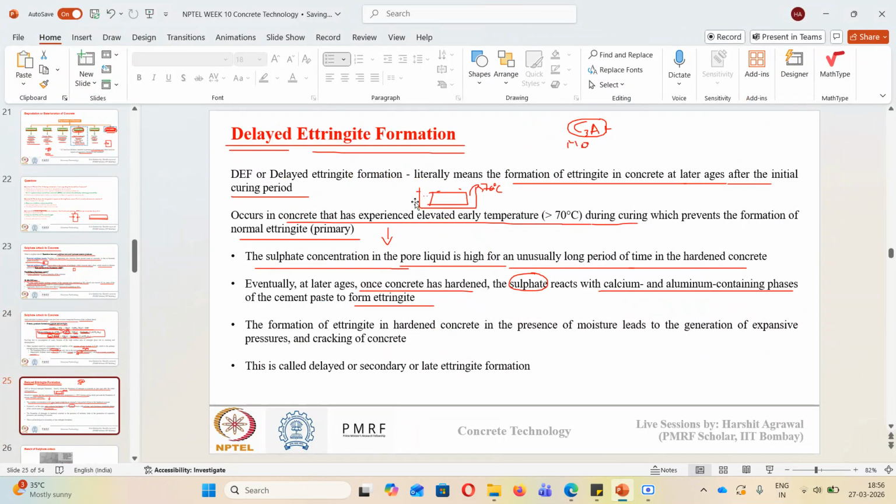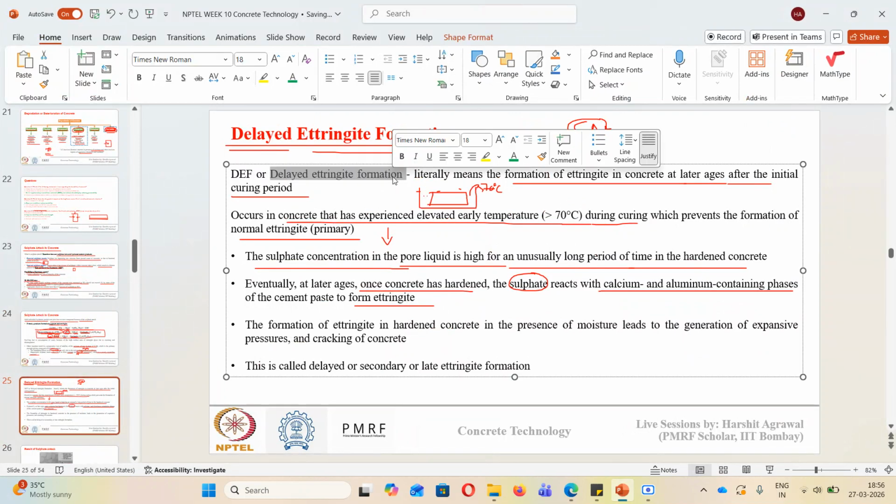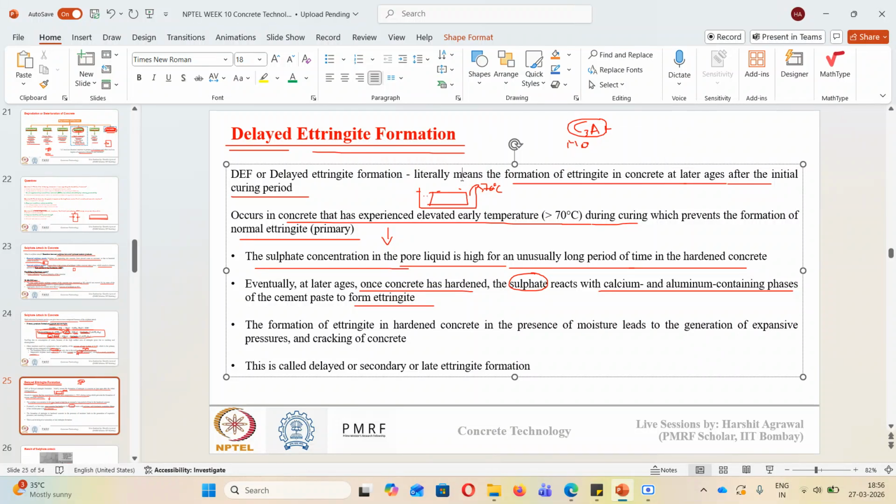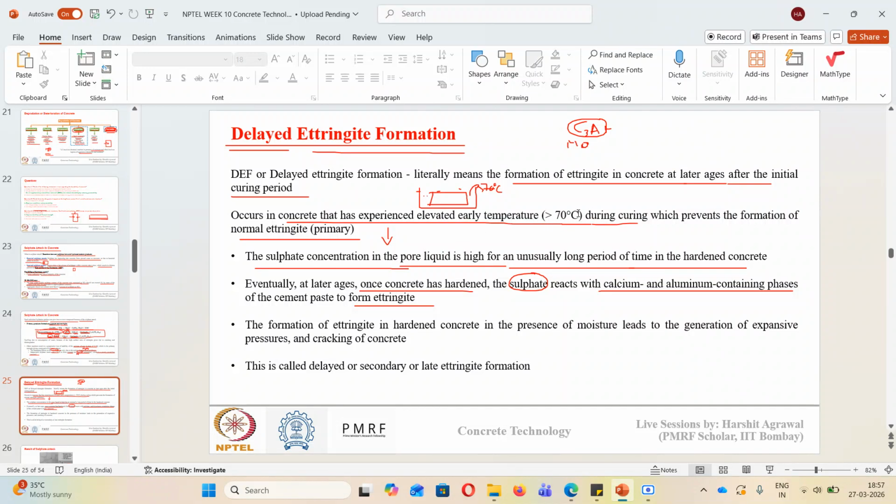What I was talking about is delayed ettringite formation, which means formation of ettringite at later stages. When can such a condition arise? When concrete has experienced an elevated curing temperature. Suppose during curing, the temperature in the curing room was more than 70 degrees Celsius. In such a case, what happens? We have talked about hydration of the aluminate phase. C3A reacts with gypsum to form monosulfate, which converts into ettringite.